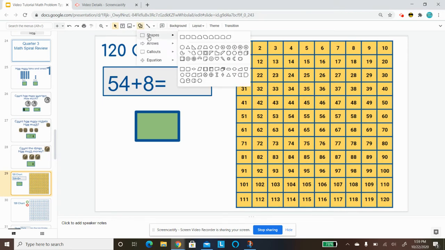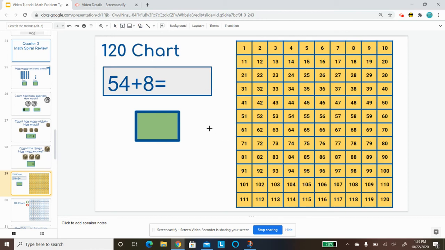And what I'm going to do is I'm going to do a circle. That's going to help me keep track of that number 54. So I'm going to bring it over to 54. Now I have to add 8. So I'm going to start at 54 and then I'm going to count 1, 2, 3, 4, 5, 6, 7, 8. So 62 is going to be my answer.